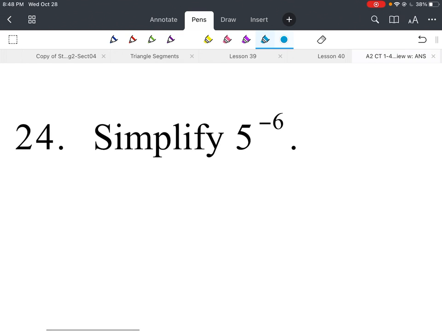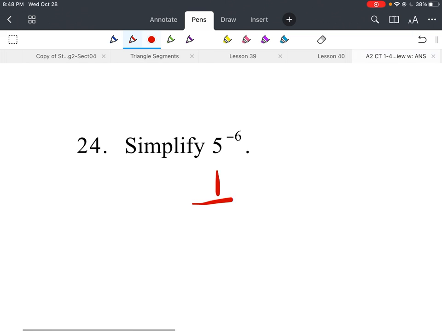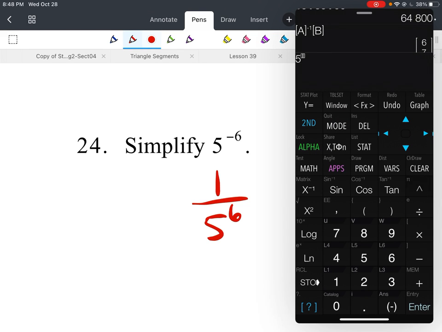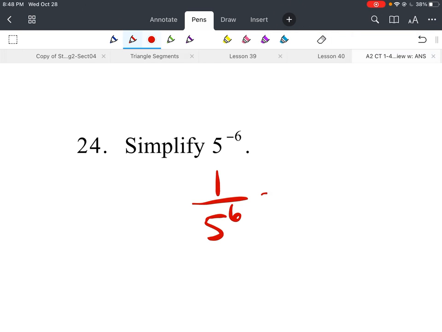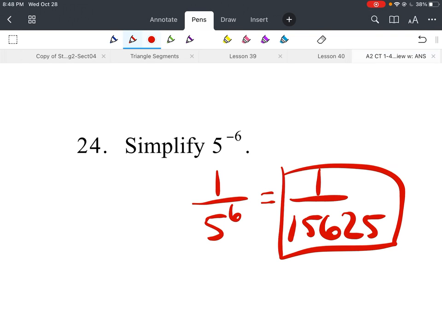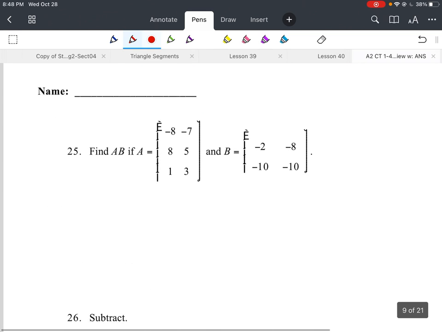Simplify. 5 to the -6 power is the same as 1 over 5 to the +6 power. Something like that is pretty simple. 5 to the 6th power is 15,625. So it's 1 over 15,625. Done. Now that was fun.